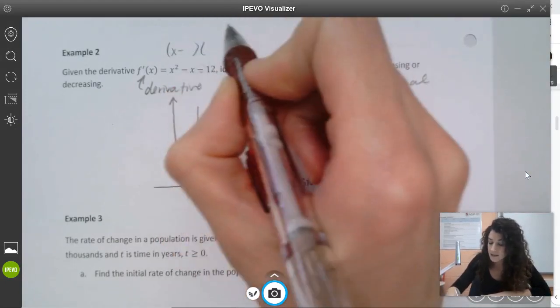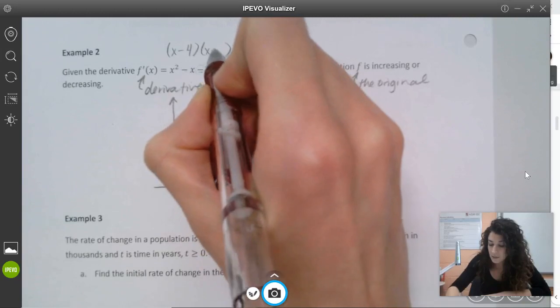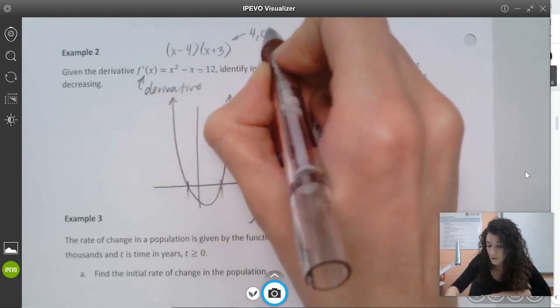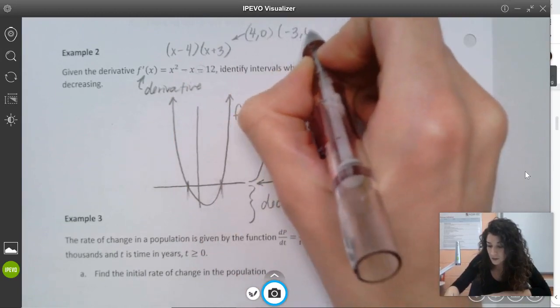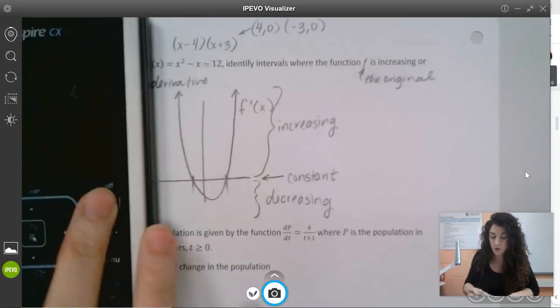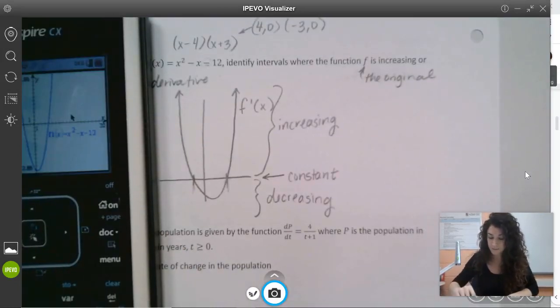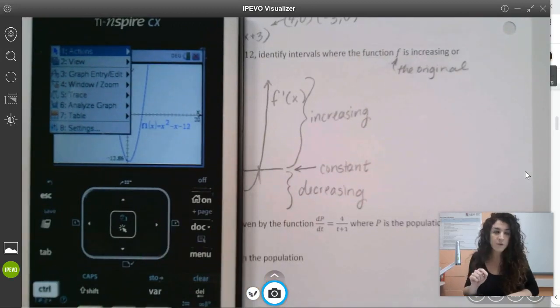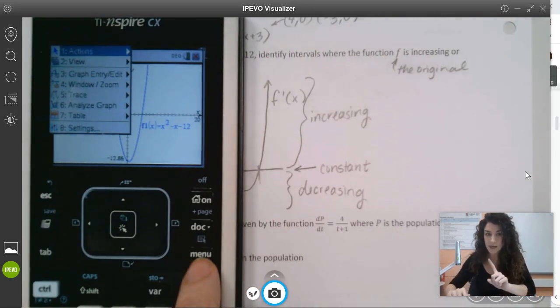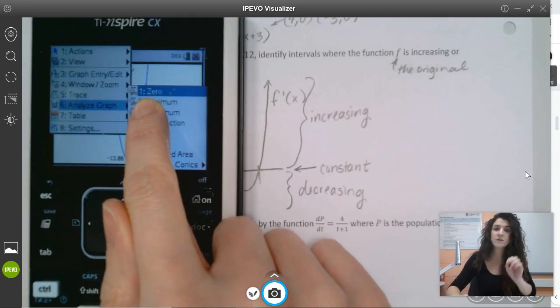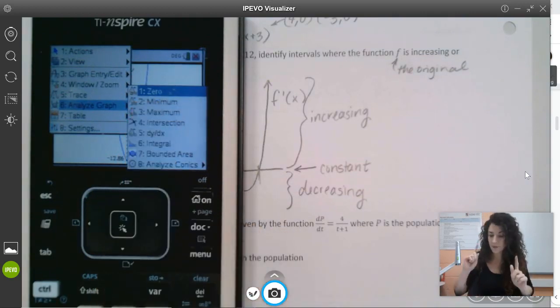It ends up being x minus 4 and x plus 3, which means that your x-intercepts are at positive 4, 0 and negative 3, 0. If we remember that. If we don't, your graphing calculator can also find it for you. For TI-Nspires, go to menu, analyze graph, zero. For TI-84s, you go to second trace and you'll find the zero there.